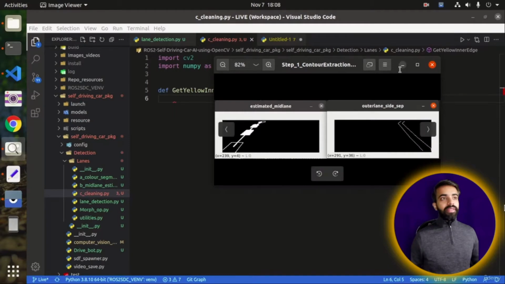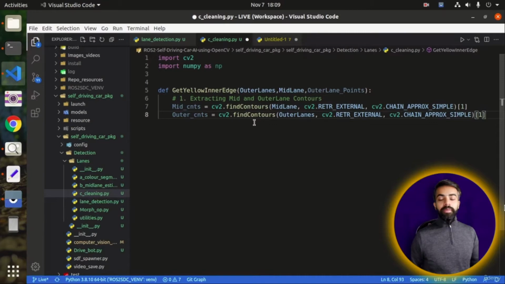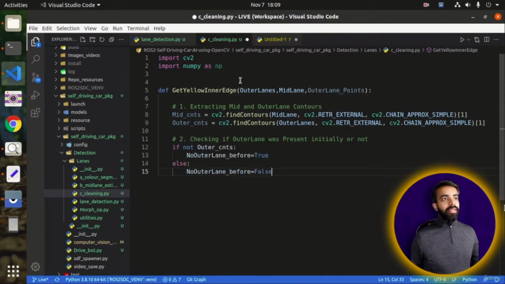And that can be done in OpenCV by using a simple function of findContours. Once we have found the contours that actually represent both the mid lane and the outer lane, we can proceed to the next step. For the next step, what we need to do is to simply check if the outer lane was present initially or not. Now, if the outer lane was present, we keep that into account by storing a Boolean variable that stores the information that the outer lane was present before or not. This might come handy later on.